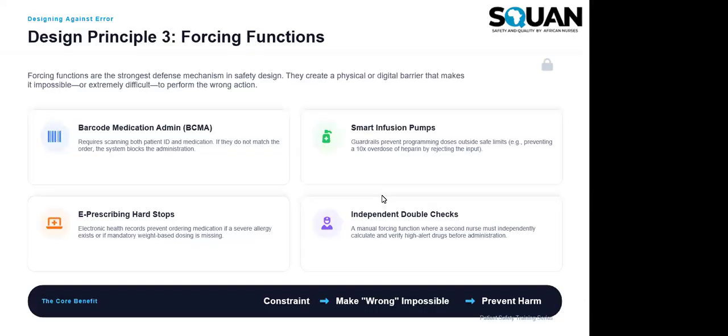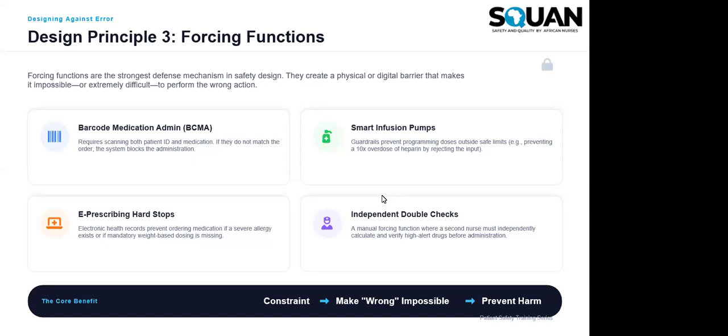So the third design principle that we're going to talk about is forcing functions. We call it poka-yoke. So it's about how do we make people do what needs to be done, right? Essentially, how do we prevent them from doing the wrong thing? So forcing functions are the strongest defense mechanism in a safety design because people cannot go against that. That's what a forcing function is. It forces you to do the right thing.